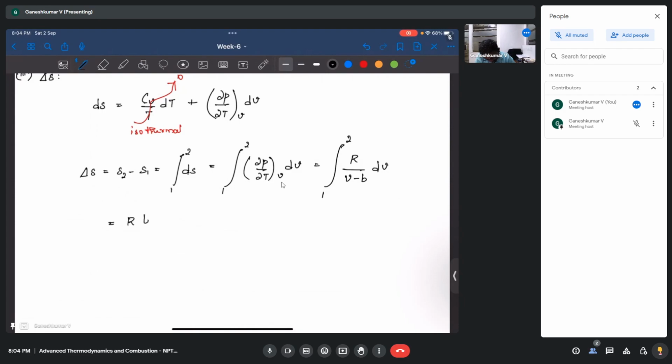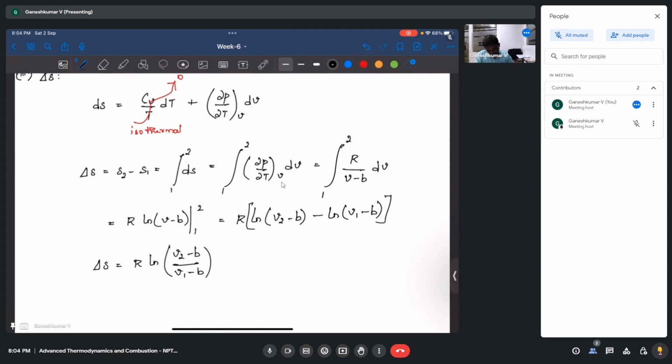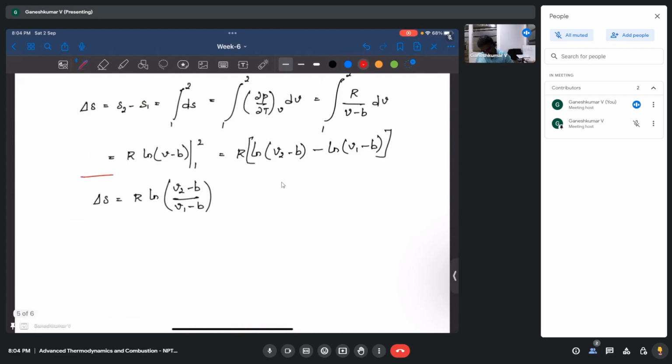It's going to be R of ln V minus B, which is equal to R times ln (V2 minus B) minus ln (V1 minus B), so R ln of (V2 minus B) by (V1 minus B). Alright, so this is our change in entropy. It looks like the ideal gas equation's entropy, only that these B's are coming in here.